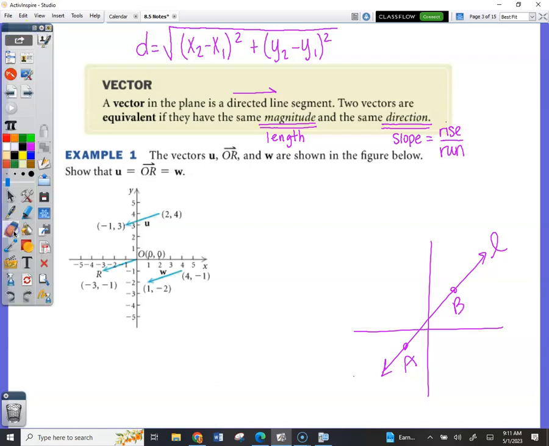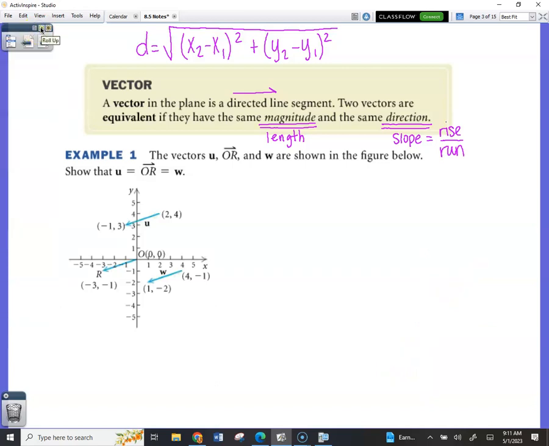When you're using two letters to name a vector, order does matter, just like when you were naming a ray in geometry. Ray AB means it starts at A and then it passes through B. Remember that from geometry? Vectors are the same way. Vector OR means it starts at O and then it travels in the direction where R is located. You with me?